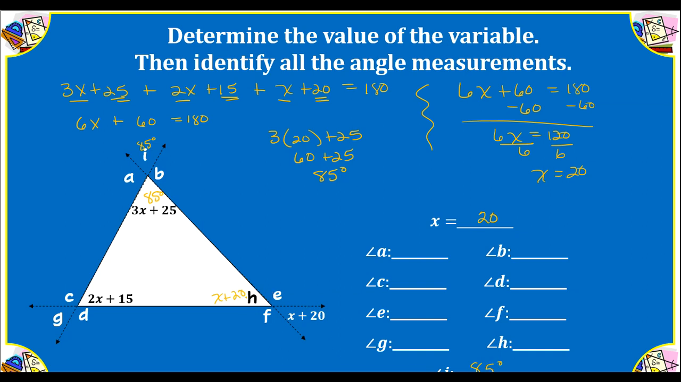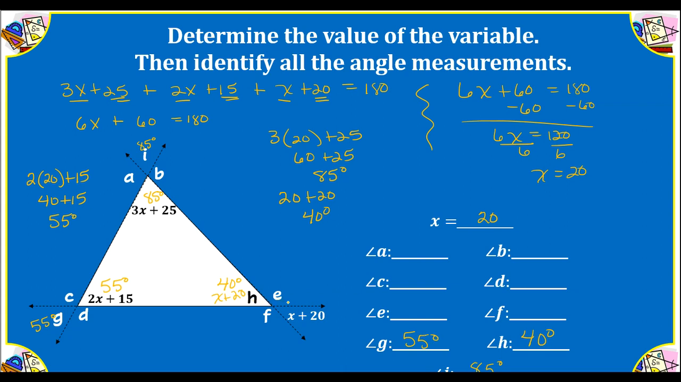Then I'm going to find out what H is, because it is also x plus 20. So it's going to be 20 plus 20, that is 40 degrees. So that's H. And then 2x plus 15, we could add up 40 and 85 and subtract from 180, or we can just plug in the value of x. That gives me 40 plus 15, so that gives me 55 degrees. That lets me know G is also 55.